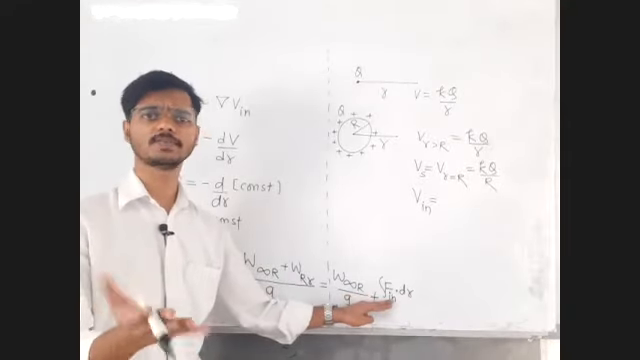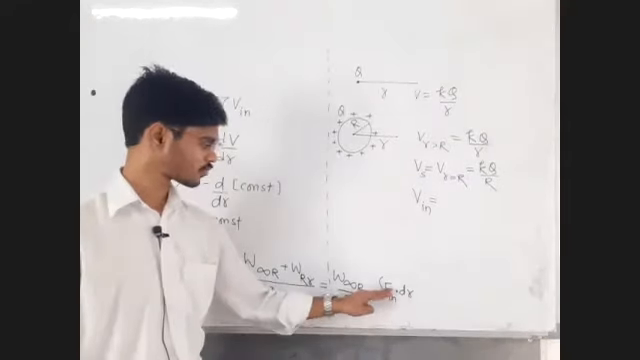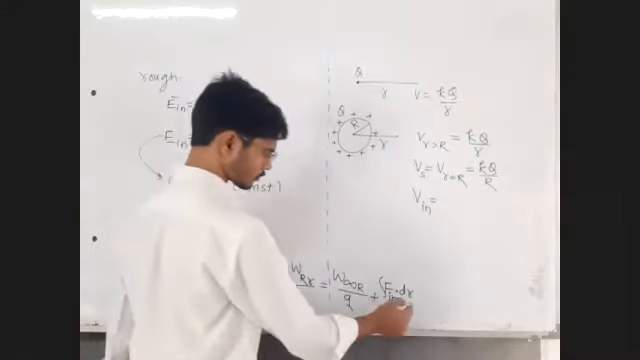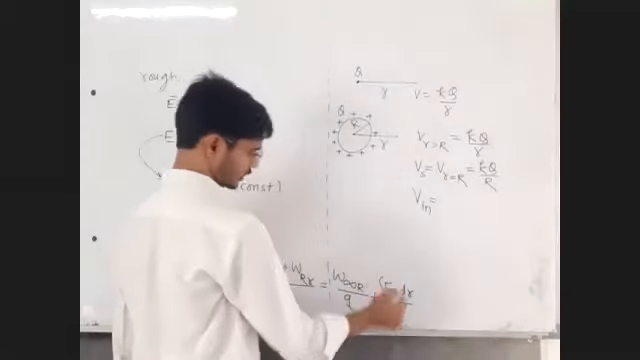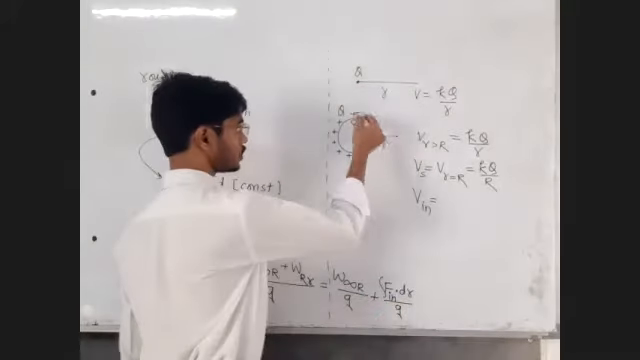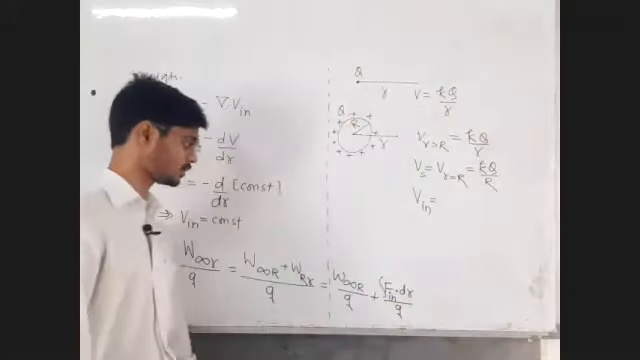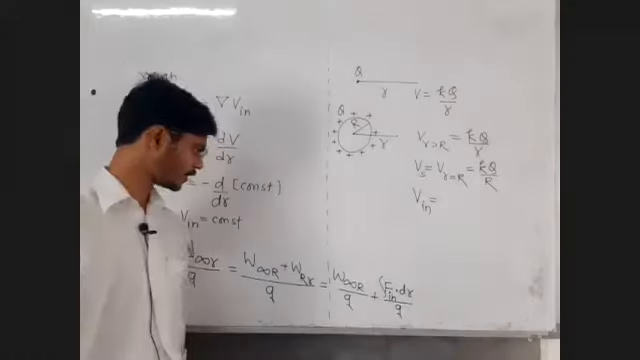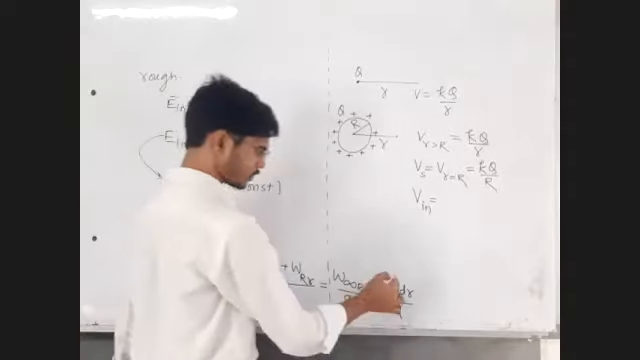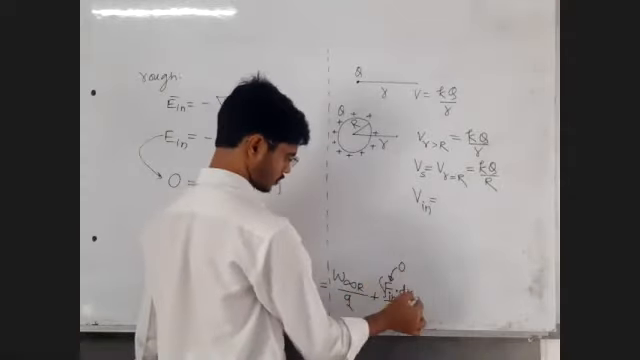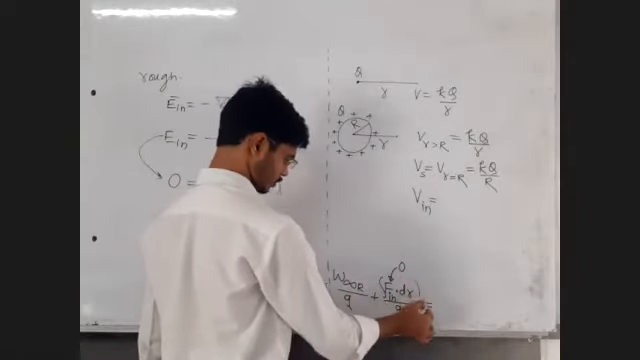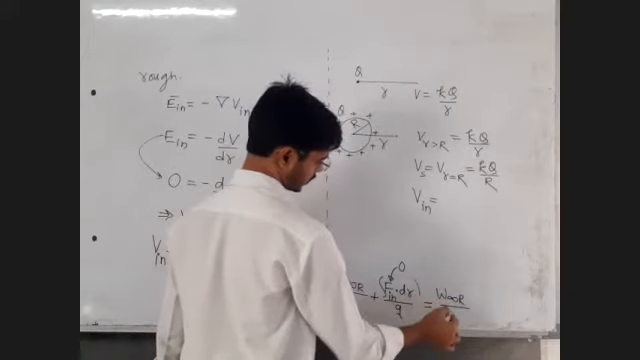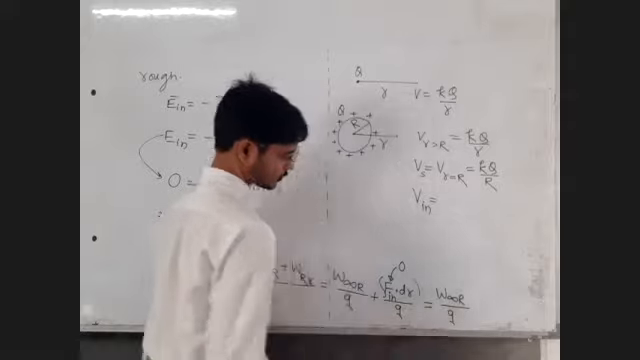Charge will not experience any force. So inside force is 0, so inside work done will become 0. Because inside the spherical shell, if the charge is only on the surface, electric field inside is 0. Charge will not experience any force. No need to do any work. Means this term is going to become 0. This entire term will become 0. So it will become work done from infinity to surface divided by charge.